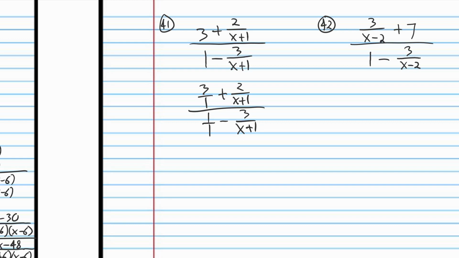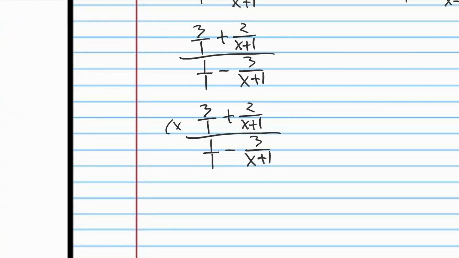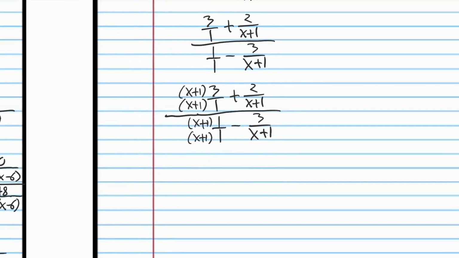So we're going to use the fundamental principle of fractions to get a common denominator. So I'm going to multiply both sides of this fraction by x plus 1, both sides of this fraction by x plus 1, both sides of this fraction by x plus 1. Again, just using the fundamental principle of fractions. And we get 3x plus 3 over x plus 1, x plus 1 over x plus 1.